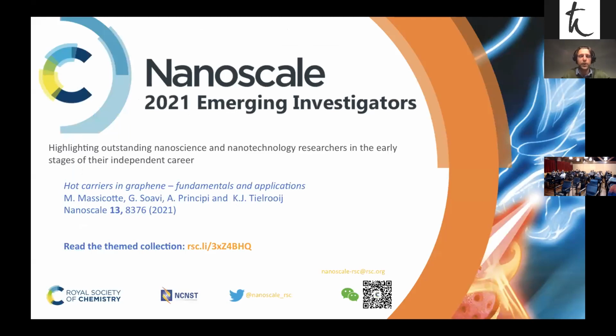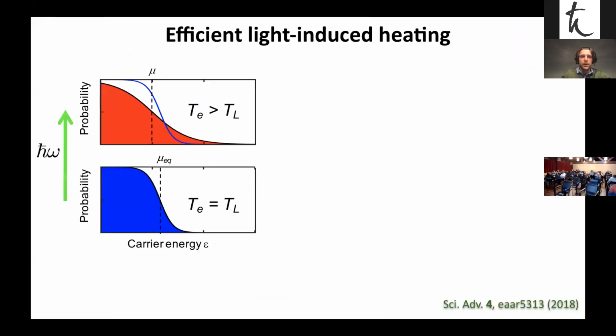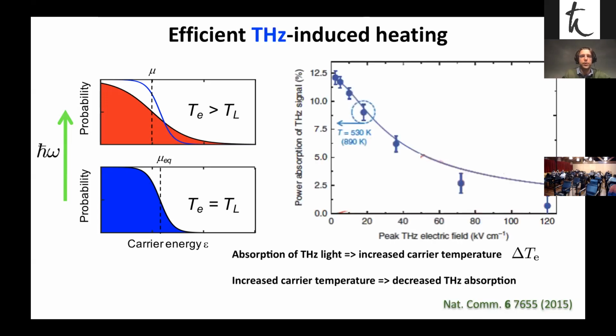If you want to know more about these hot carriers, we have recently published the first review article on hot carriers in graphene, in this Nanoscale emerging investigator article. Again, this happens for any kind of light that you absorb in your graphene. You get this broadened Fermi-Dirac distribution.